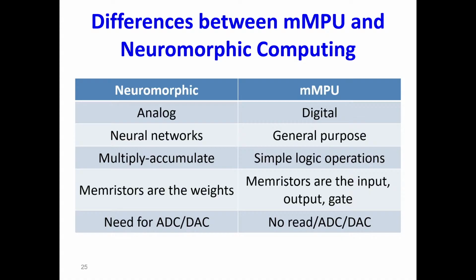Now, it doesn't mean that mMPU is better than neuromorphic or vice versa. It just means that it's different. Okay? And it's important to understand the differences, but it's not that one is better than the other.